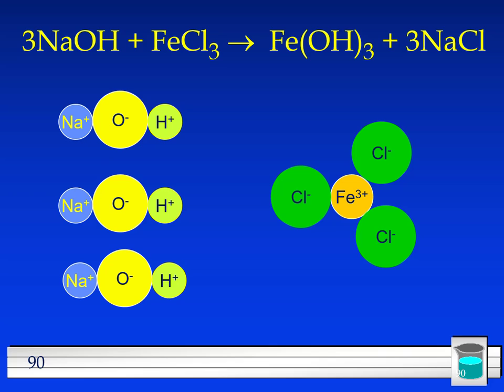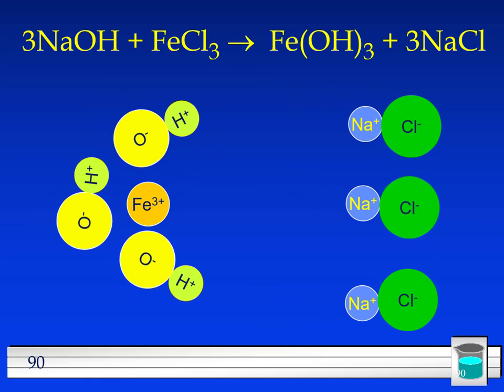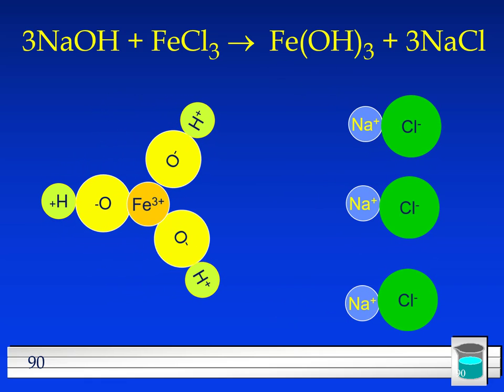Sodiums are all paired up with hydroxides, iron's paired up with 3 chlorides, and then they switch partners. It's actually easy if you think about it in terms of names. I started with sodium hydroxide and iron 3 chloride. I ended up with sodium chloride and iron 3 hydroxide. They just changed last names. Does that make sense? They changed last names. That's all it is. They swap partners.